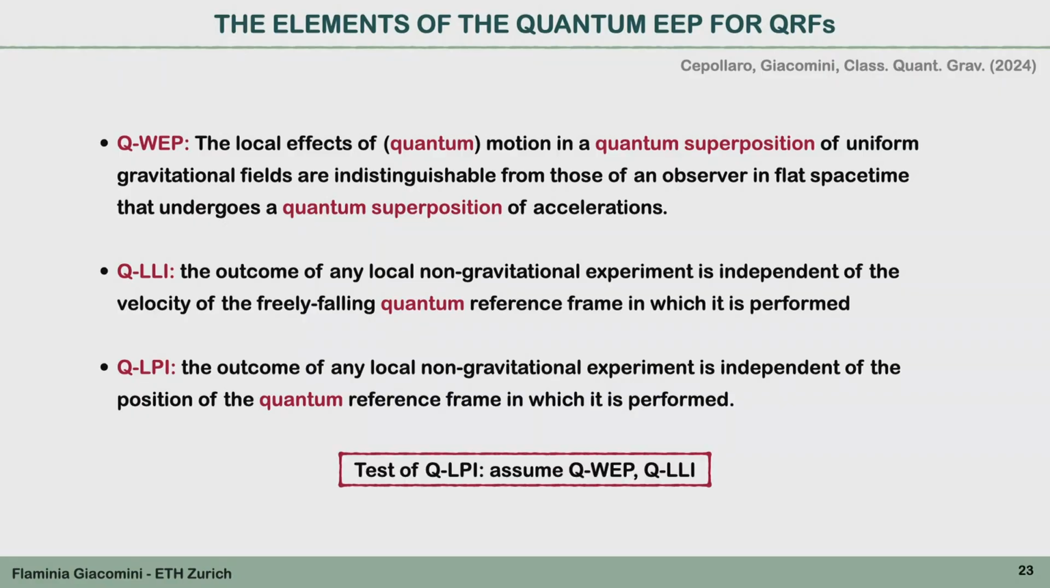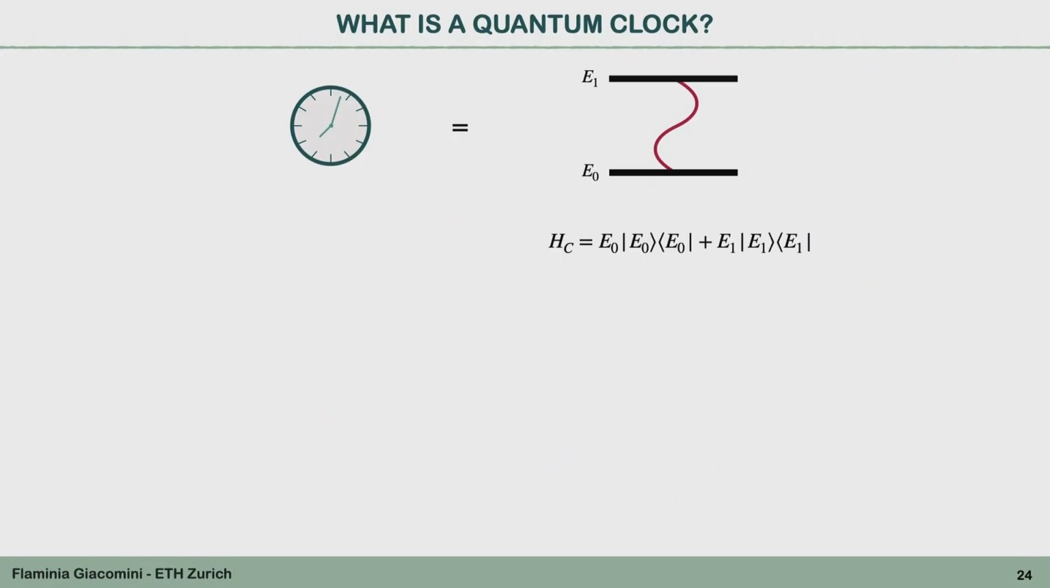What does this mean? Again, we're just going to look at QLPI because it's the simplest to look at. And so basically, we assume the other two, as we did in the classical test of the Einstein equivalence principle. We need a clock, but we need a quantum clock to do that. Because, of course, if we want the clock to be in a quantum state, we cannot have a classical clock.